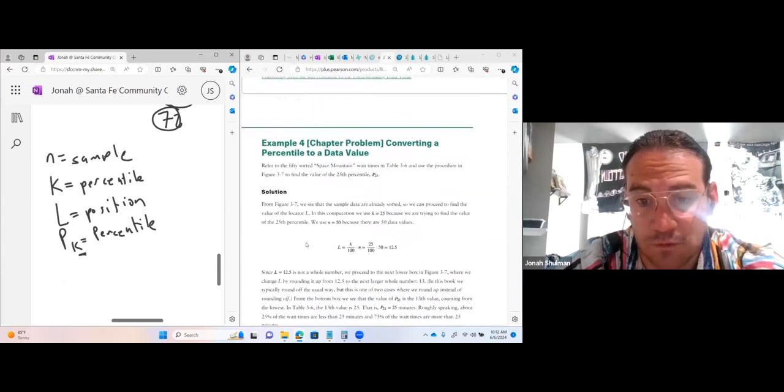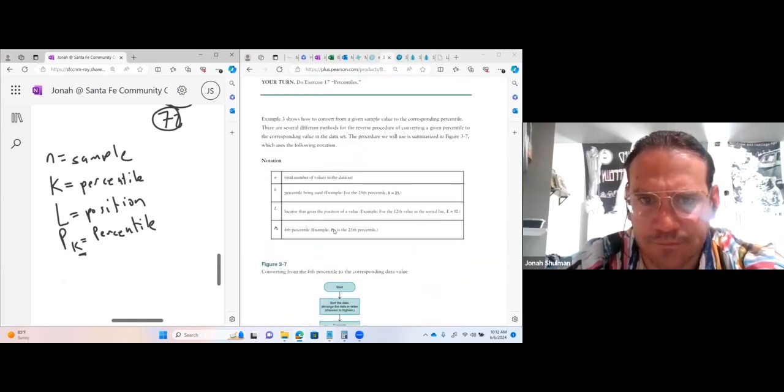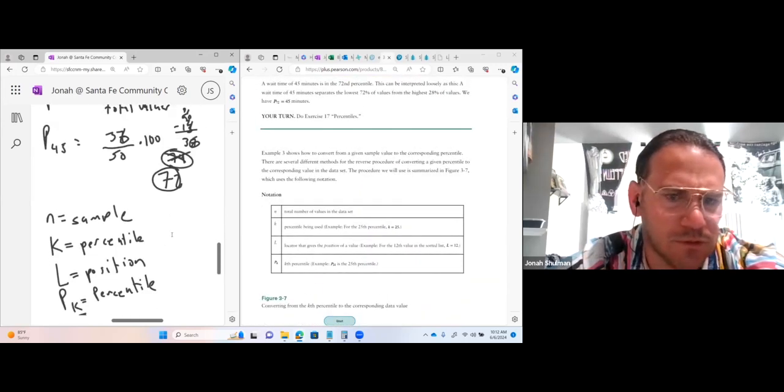Okay, that's fun. Flow charts. Here's another one. This is using different notation. So let's look at the formula with the notation.